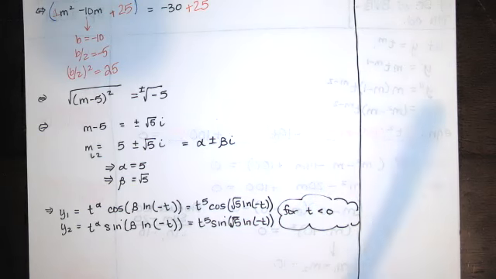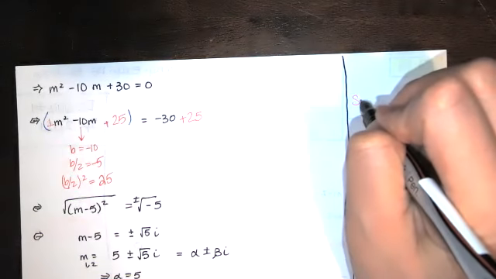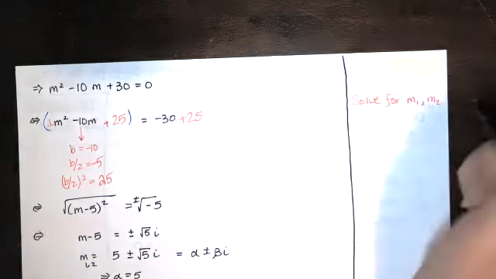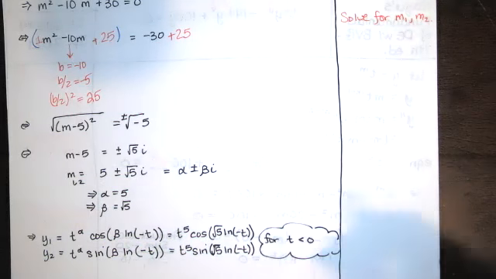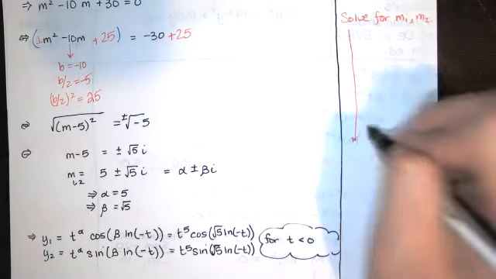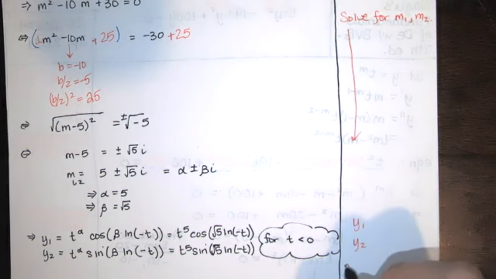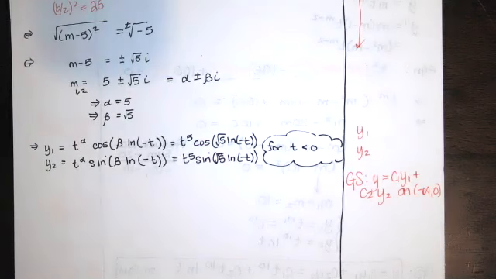Okay, so what did we do? We found our characteristic equation, and then we solved for m1 and m2. And if you wanted, you could have used the quadratic formula. That would have been totally fine, and you would have ended up with the same values for m1 and m2. And once you have m1 and m2, we need to find the forms of y1 and y2. Then the general solution is c1y1 plus c2y2 on the interval from negative infinity to 0, since t is negative.